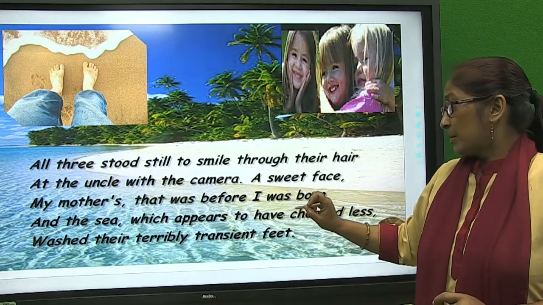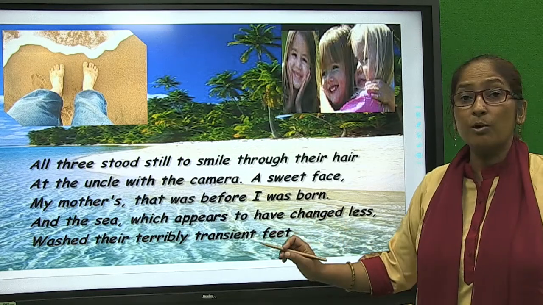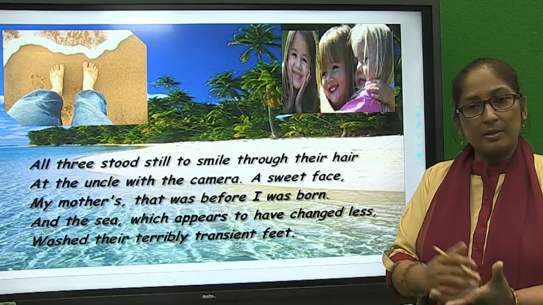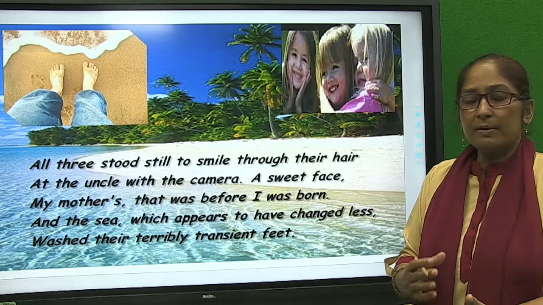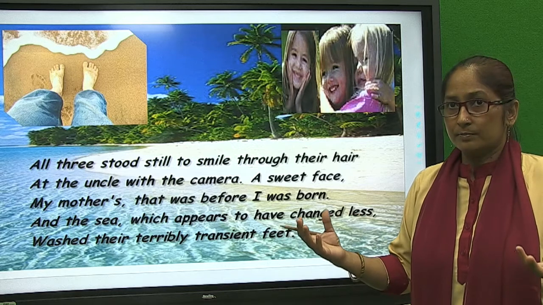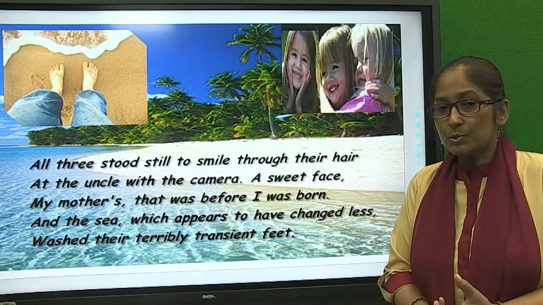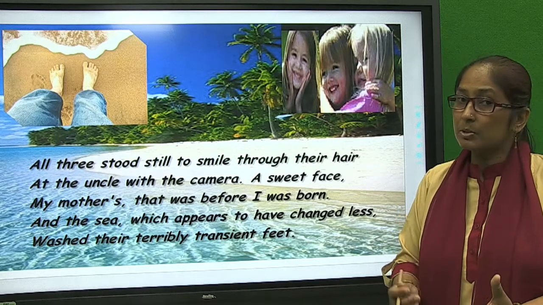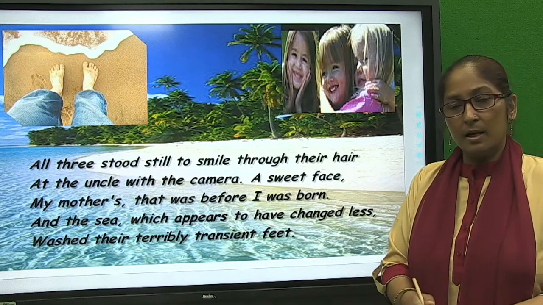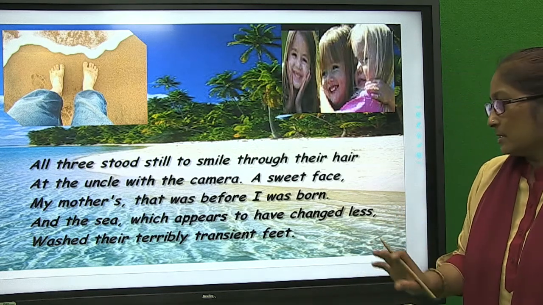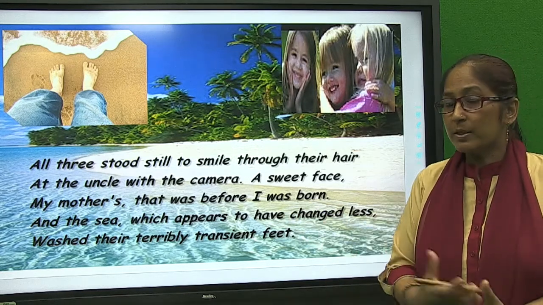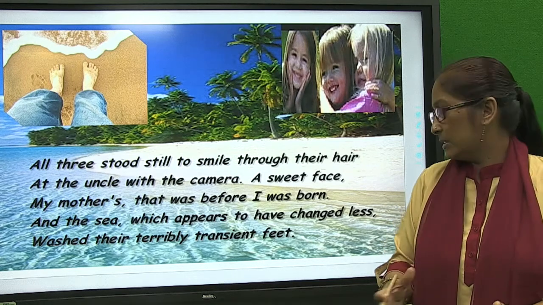And the sea, which appears to have changed less, washed their terribly tragic feet. As we know, there are very few changes in the sea. Have you ever heard that the sea has dried up? क्या आपने कभी सुना है कि समुद्र सूख चुका है? नहीं, समुद्र कभी सूखता नहीं है. उसमें changes आते हैं according to the weather. कभी जैसे disasters आ जाते हैं, but there are no changes in the sea. Sea क्या है? Terribly transient. Sea क्या है? हमारा नश्वर है. Sorry, अमर है, means immortal है.